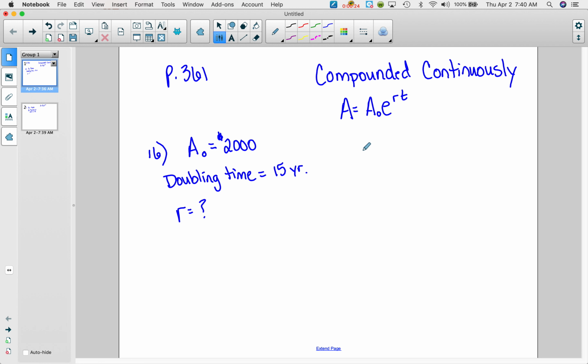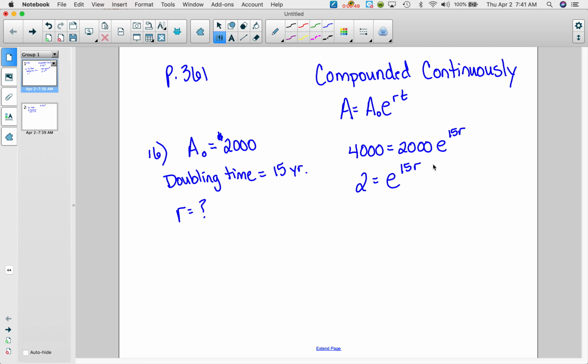So we're going to fill this information in. Now, if it takes 15 years to double, that means when T is 15, A is 4,000. So we can put the 4,000 in here, and 2,000 e to the 15 times R, and then we're solving for that. First I'm going to divide each side by 2,000, so I get 2 equals e to the 15R.